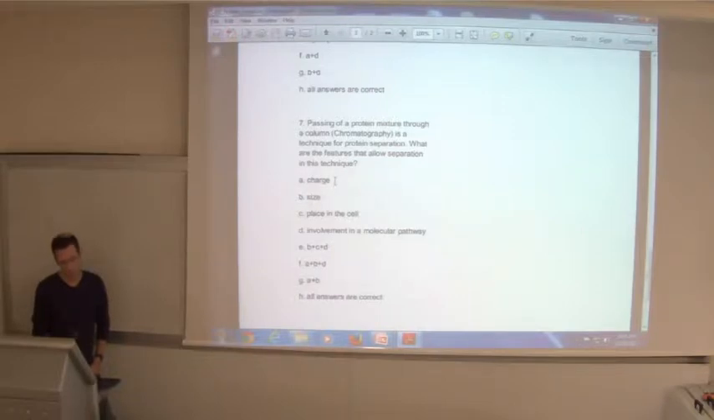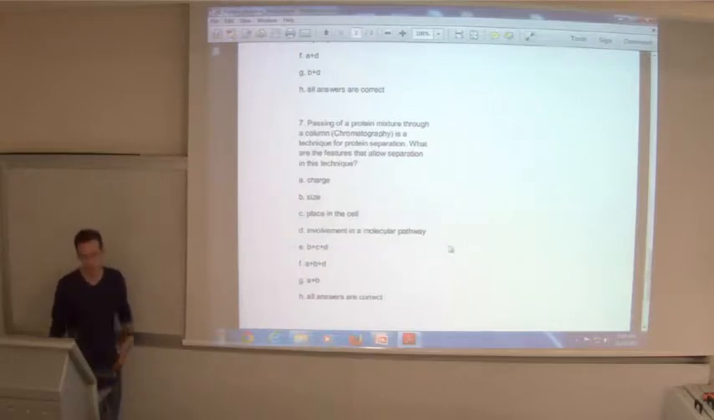So charge is true and size is true. What about C, place in the cell? Not really. Involvement in the molecular pathway, again, not really. I mean, a protein can have this or that charge or size and be involved in this or that process. So it's A and B.